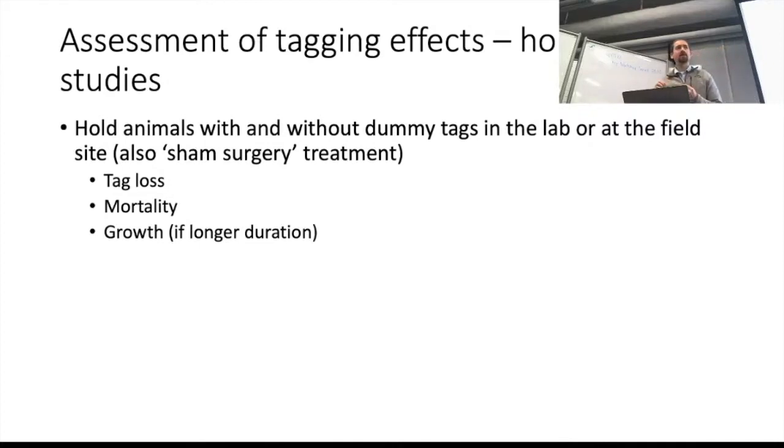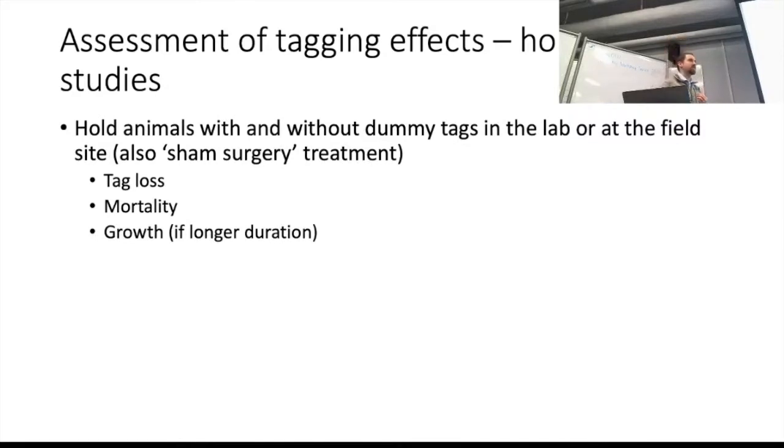You can assess mortality. If you measure and mark individuals, you can assess growth, but that's a little bit tougher. Note that I also have what's called a sham surgery treatment. A lot of these holding studies aren't just tagged versus untagged. It's tagged, sham surgery, untagged. A sham surgery just means you go through the entire process of a surgery, you just never put the tag in. So it can be the presence of the tag that impacts the fish, it could be that cutting it open and doing surgery affects the fish, or it could be a combination of both.